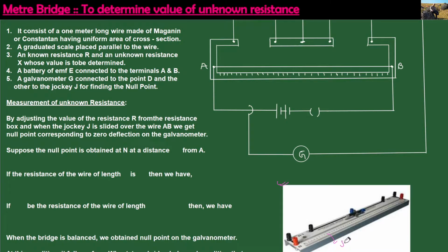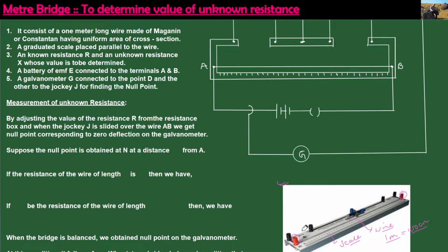There is a scale which we can measure, and on the scale, between these two points, these two terminals, we have a wire which is fitted, which is 1 meter long. Since we know that 1 meter is equal to 100 centimeters, it is a wire of length 1 meter.